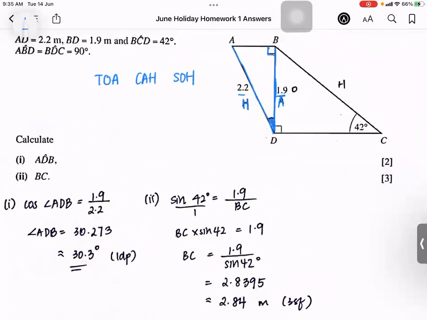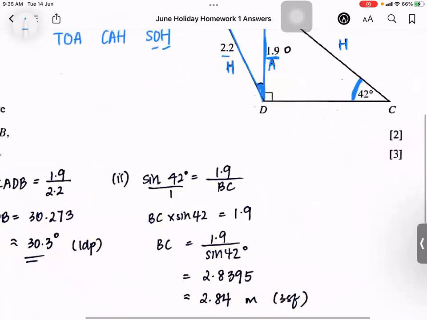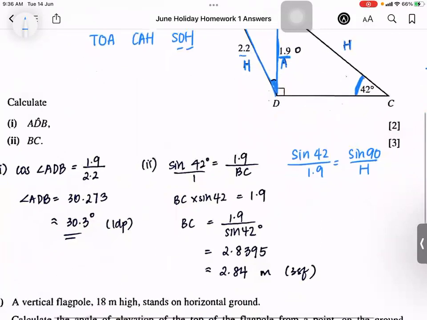Next, BC. BC itself is this angle over here. Some of you may use sine rule. I don't know how you're going to use sine rule, but should be okay. So this angle has the side that's opposite to it, that matches. Then I want to find BC, which is my hypotenuse. So I use SOH, O and H, sine. If you want to use your sine rule, probably it looks like sine 42 over 1.9 equals sine 90 over H or something like that. The other way around also can. Just make sure you do your processes correctly.